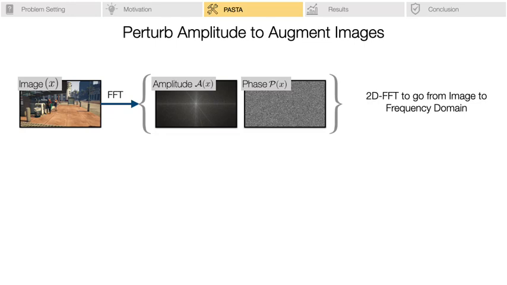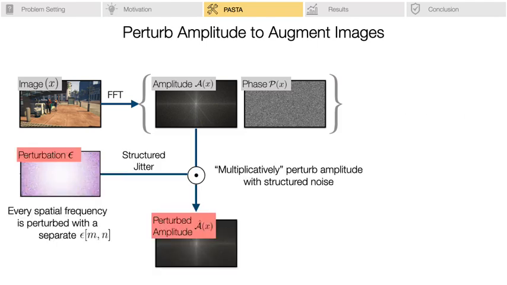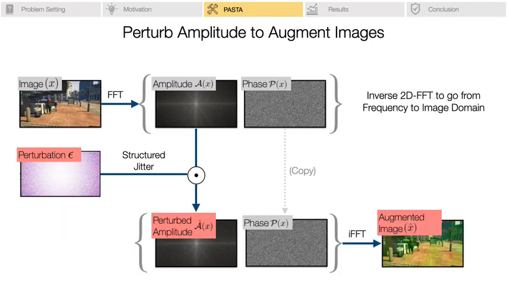Leveraging our prior observation, we create an augmentation strategy to perturb the amplitude of a synthetic image. First, we take the 2D FFT of an input image to obtain the amplitude and phase spectra. We then apply an element-wise multiplicative jitter to the amplitude to create a perturbed amplitude. This step is what we call PASTA, which we'll elaborate on soon. Finally, we combine the perturbed amplitude with the original phase and execute an inverse 2D FFT to transition back to the image domain.